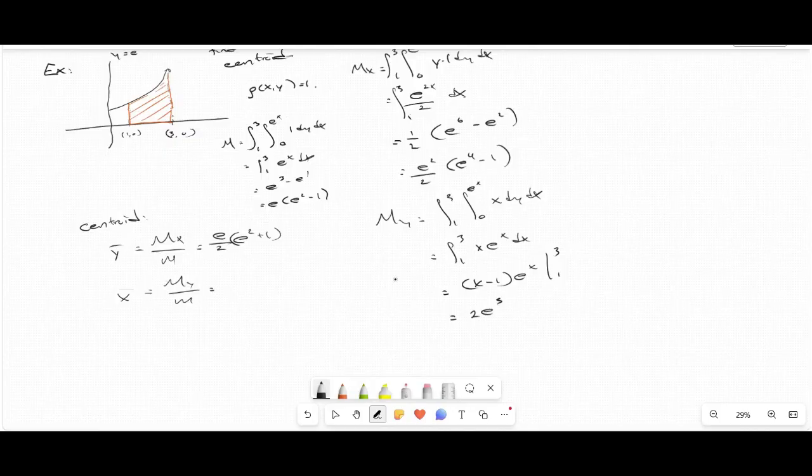The my is the average x coordinate. Now I want my, 2e cubed. Okay, so this is 2e squared over e squared minus 1. All right, this is 2e cubed divided by e is 2e squared. E squared minus 1, yeah. Okay, so then the center of mass is given by this obnoxious expression here.